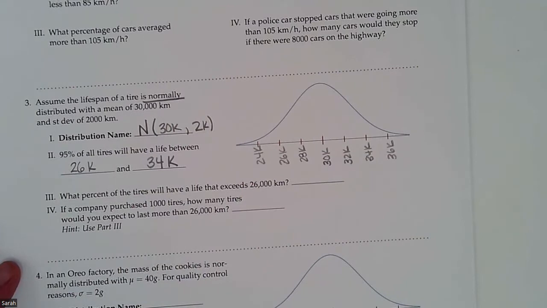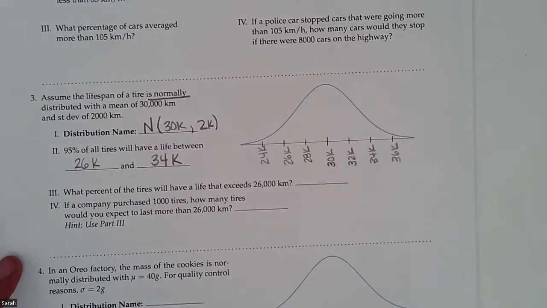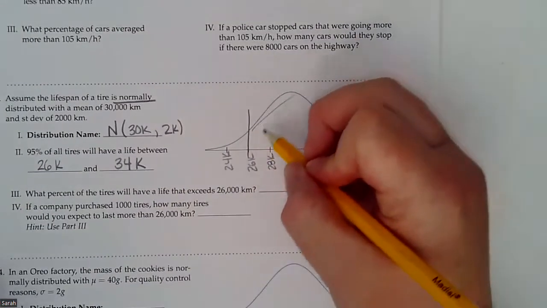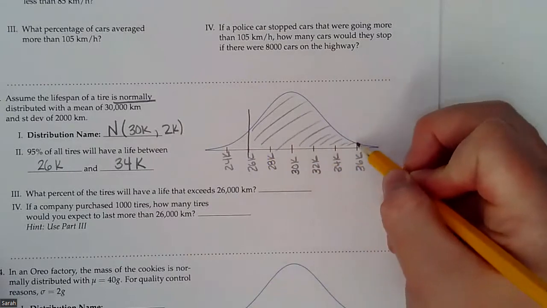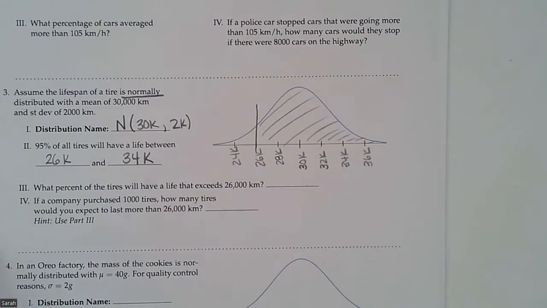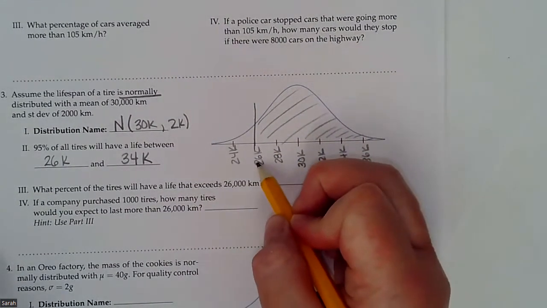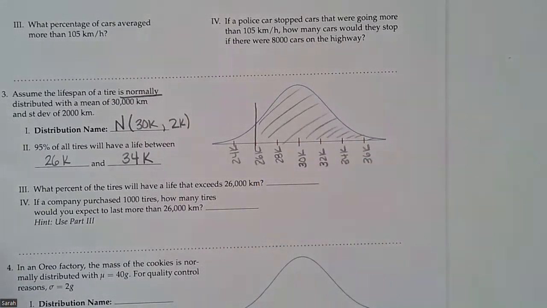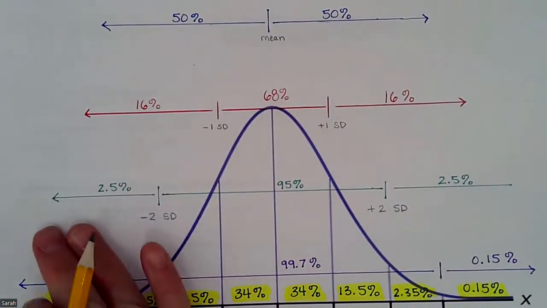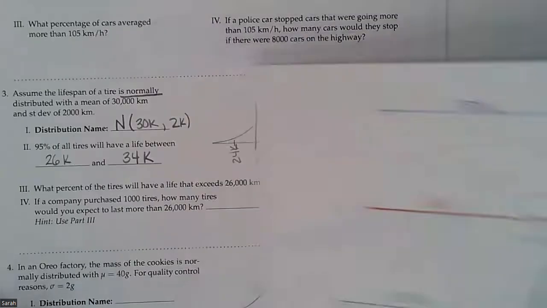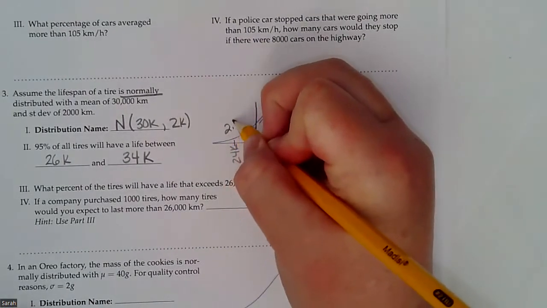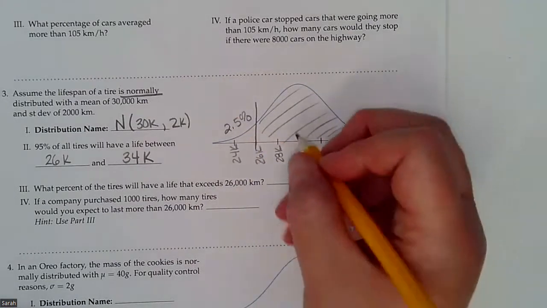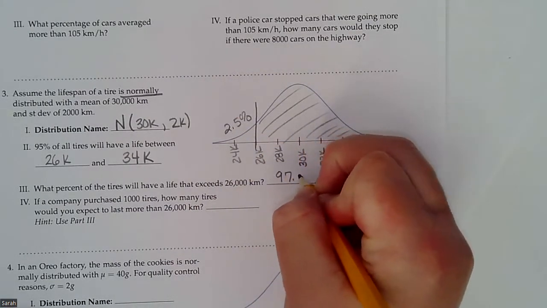What percent of the tires will have a life that exceeds 26,000? So exceeds 26,000, there's our 26,000, and I'm interested in this part that is greater than. So 26,000 is tied to two standard deviations below the mean. So we know that with those two standard deviations, that leftover piece is 2.5%. So what I can do is I know the whole thing is 100. If I subtract that 2.5% off, that leaves me with 97.5%.